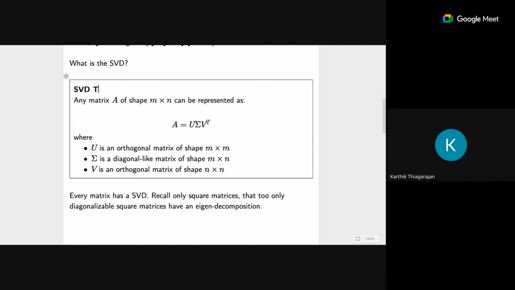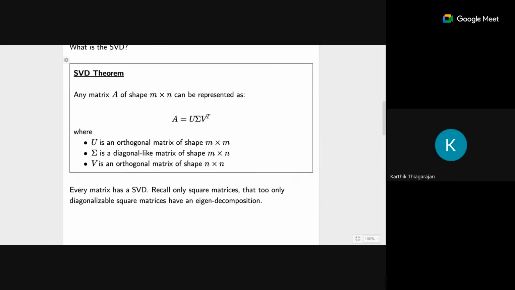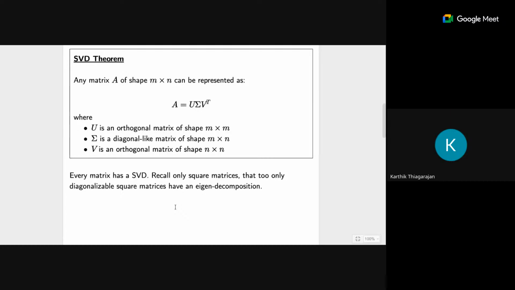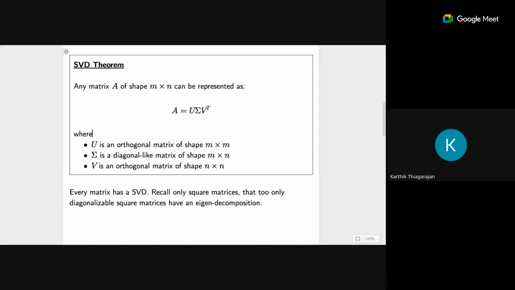I'll call this the SVD theorem. It's a very, very fundamental result in linear algebra. In fact, one of the textbooks says that if you can completely understand SVD, then you have understood linear algebra. The SVD is so powerful that most of what we have learned can be obtained very easily by looking at the singular value decomposition of a matrix. Is there any question regarding the statement of this theorem?